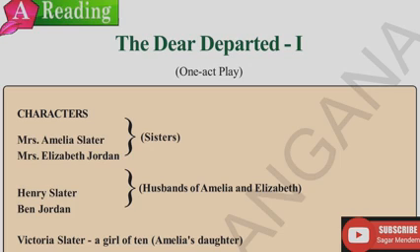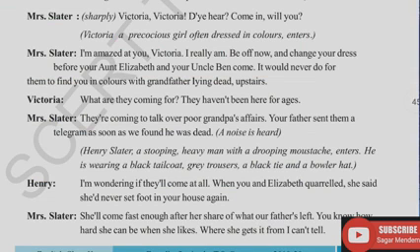So when the curtain rises, the story begins. Let us go into the story. So the dialogue of Mrs. Slater was saying sharply, "Victoria, Victoria, do you hear? Come in, will you?" Victoria, a precocious girl, often dressed in colors, and enters.